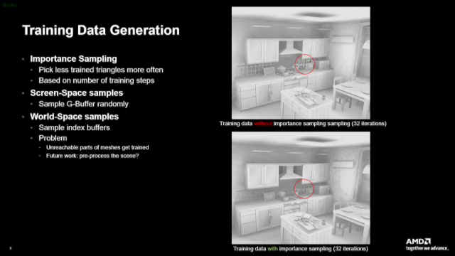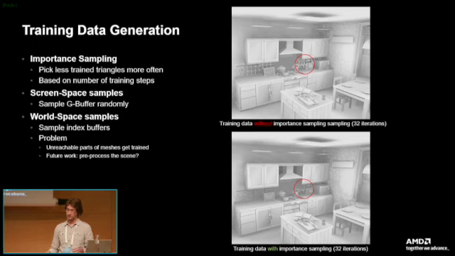So how do we generate the training data? With the solution I described so far, you can do some nice things here as well. When you know how many times each triangle has already been trained, you can use this to do importance sampling and generate training data on undertrained triangles with preference. The way we do this is, let's say we're generating some screen space samples, just deciding where to put our training data in screen space by sampling the G-buffer.